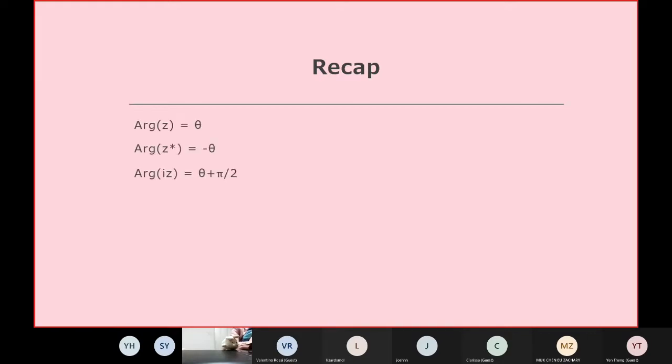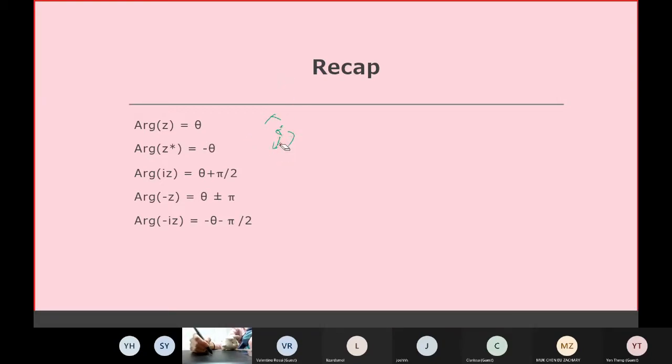So these are the relationships between the different arguments. Theta goes to minus theta, because your imaginary part is now flipped. If I were to draw the Argand diagram, there is your theta, your complex number, and your conjugate is just the opposite because your imaginary part is flipped. So it is just a reflection about the real axis. Your argument is now in the clockwise direction.